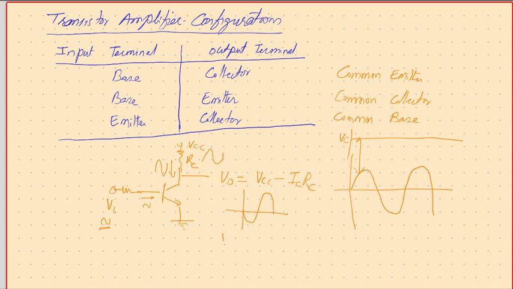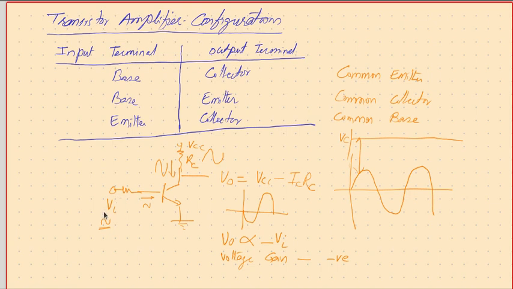So VCC minus this one means it will be negative. So the output is proportional to Vi, whereas the sign of this is negative. So we can say that the voltage gain is negative. That means if input is changing in the positive direction, the output is changing in the negative direction, and vice versa.